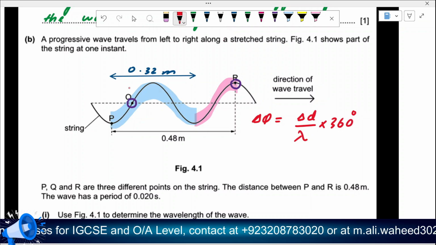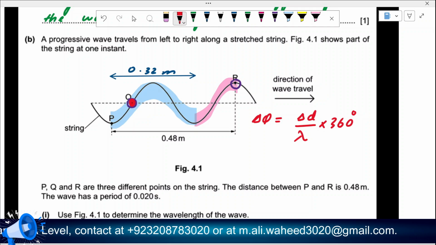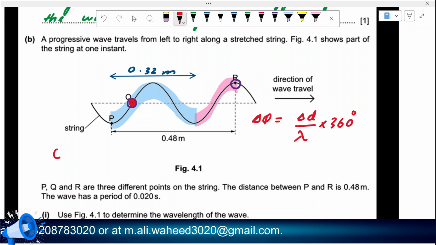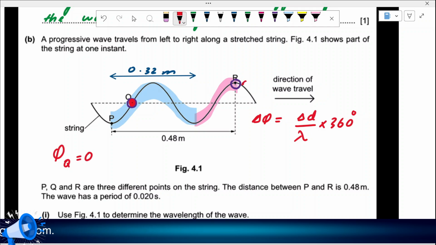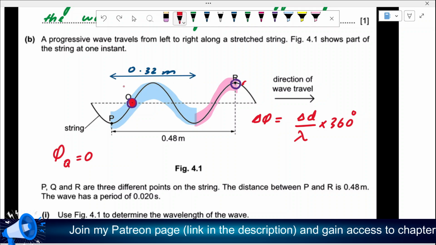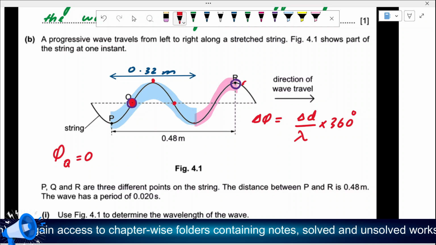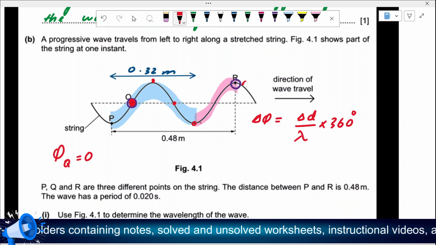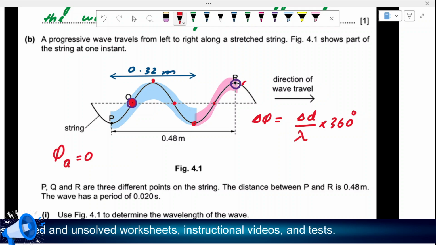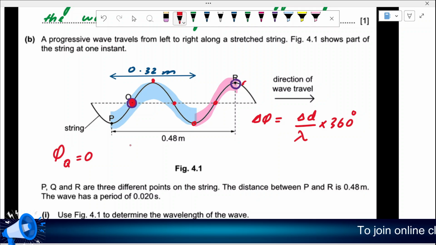Let's start counting the phase. This point is at phase 0, so the phase of Q is 0. I'll simply find the phase of R mathematically and we'll subtract these two. So 0, and the phase at this point is 90, 180, then 270, 360, or you can once again consider it 0 and then 90 again.